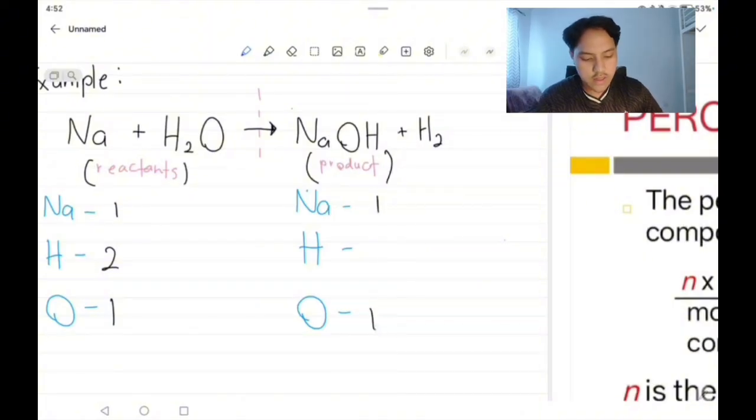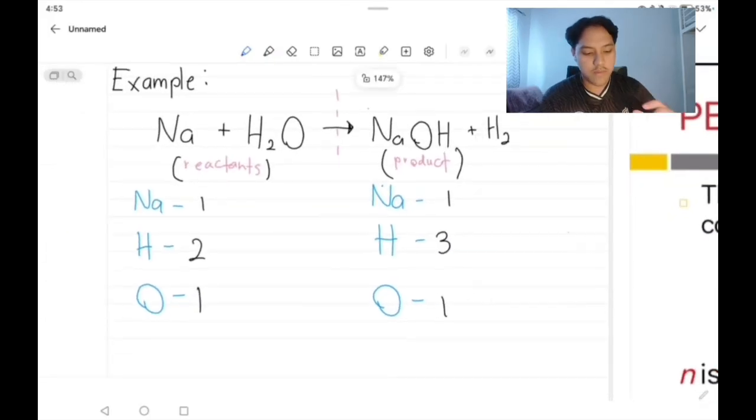1 oxygen, 1 hydrogen, but we have plus hydrogen with the subscript of 2, so we must add 2. So the total number of hydrogen atoms in the product is 3. Okay, so there's a big problem because the hydrogen is not balanced. So how can we balance? By putting a value at the coefficient. So we can put 2 H2O on the reactants.